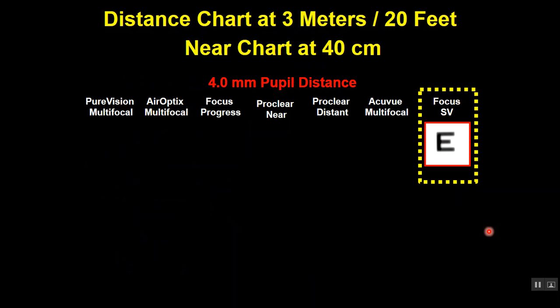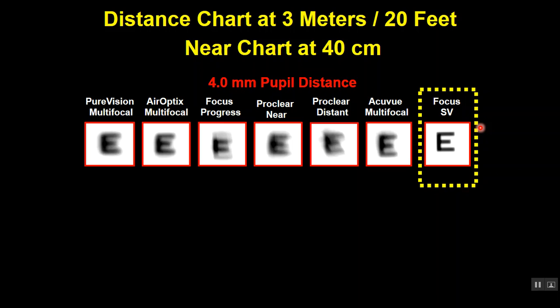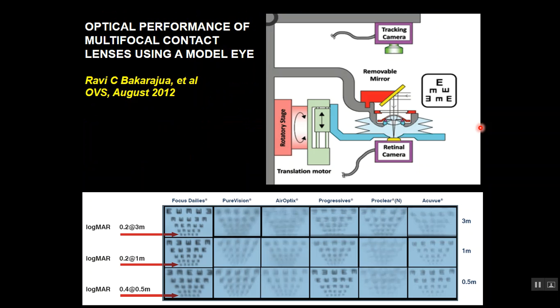Now, if you look at a 3-meter distance and the big E at 3 meters, what would the patient see through a single vision lens, a non-multifocal lens? And here's the big E, looking relatively clear. Now, if we put up the various multifocal lenses and try to have an understanding of the quality of vision or the quality of that E, we see relatively reduced visual quality when we push that light through the multifocal contact lens.